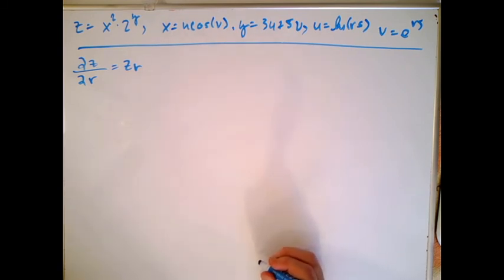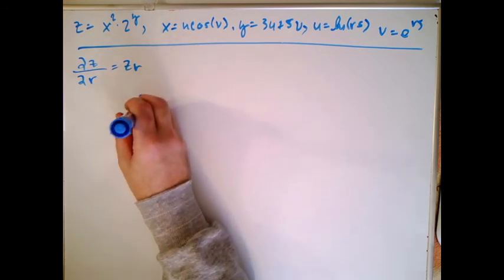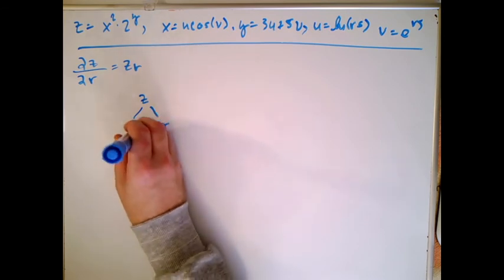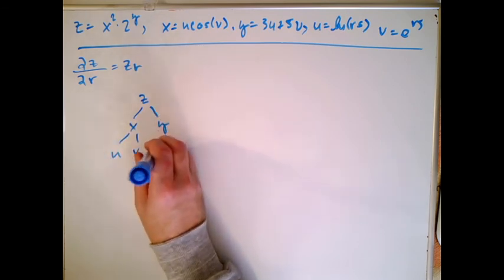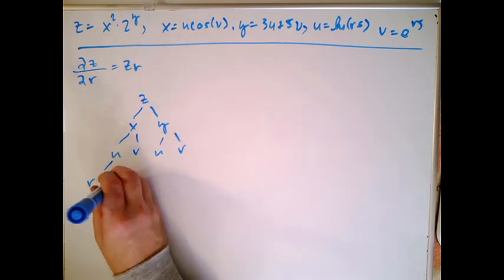And just a reminder, in terms of notation, what we want is that. So we're going to make a tree first, and then we're going to try to use the tree as much as possible. At the very top of the tree is z. Z is a function of x and y. X and y are functions of u and v. Both u and v are functions of r and s.